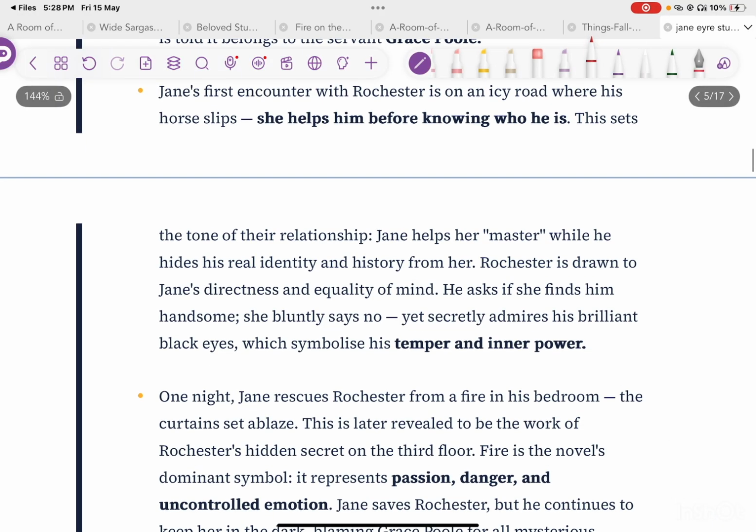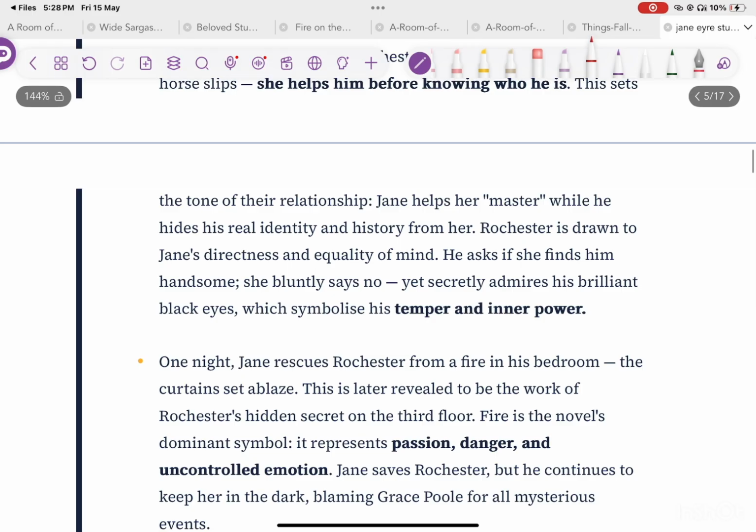Rochester is drawn to Jane's directness and equality of mind. He asks if she finds him handsome. She bluntly says no, yet secretly admires his brilliant black eyes, which symbolize his temper and inner power.